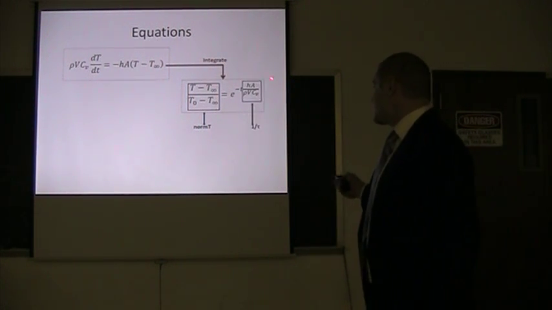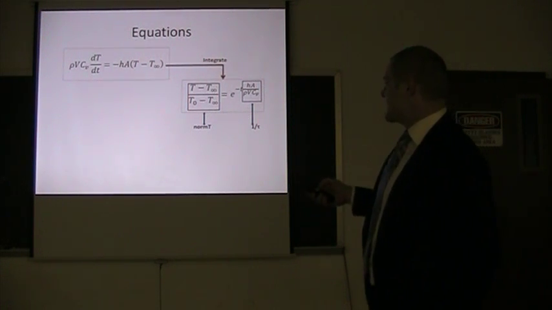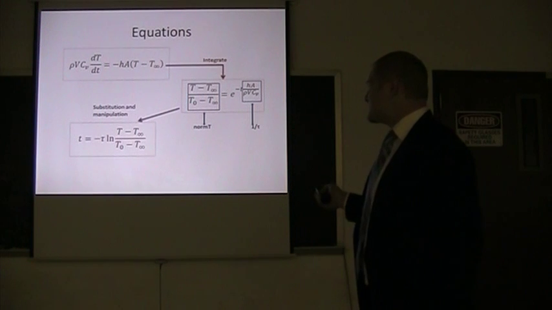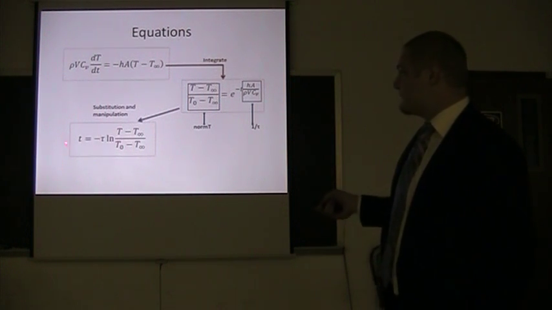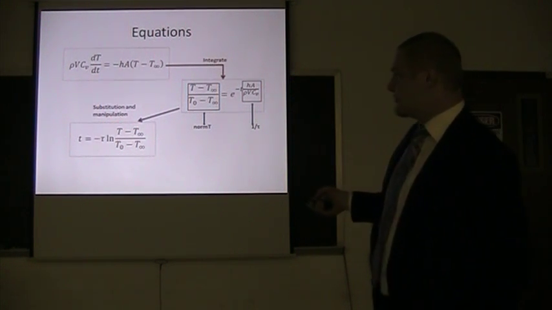And this is our 1 over time constant that we were looking for at the results, and you'll see that very shortly. Then through substitution and manipulation, we ended up finding T as a function of the logarithmic normal T, and then you still have tau over here as a negative.